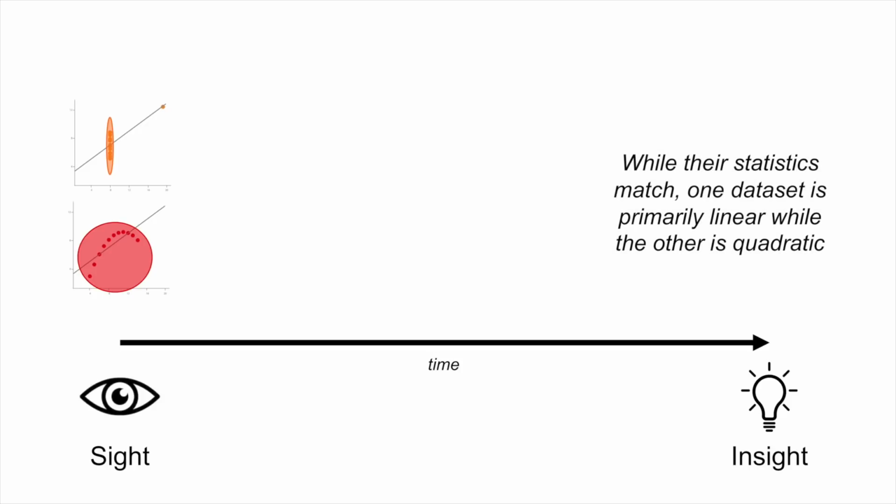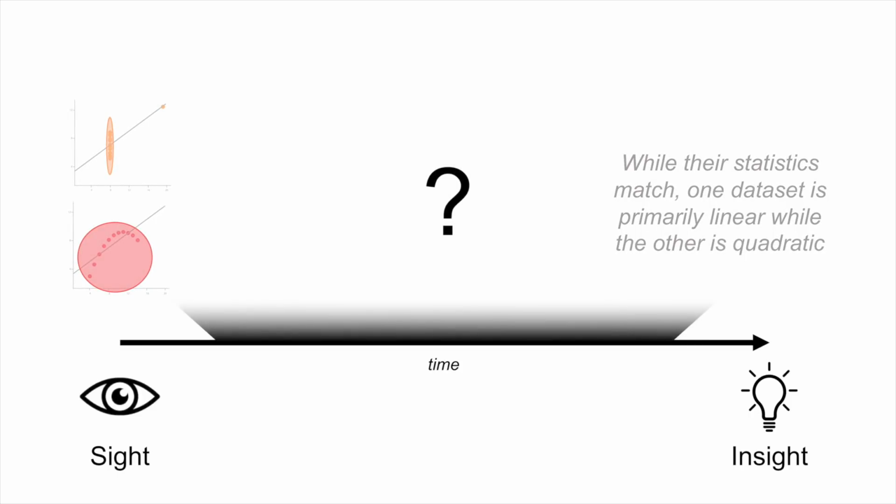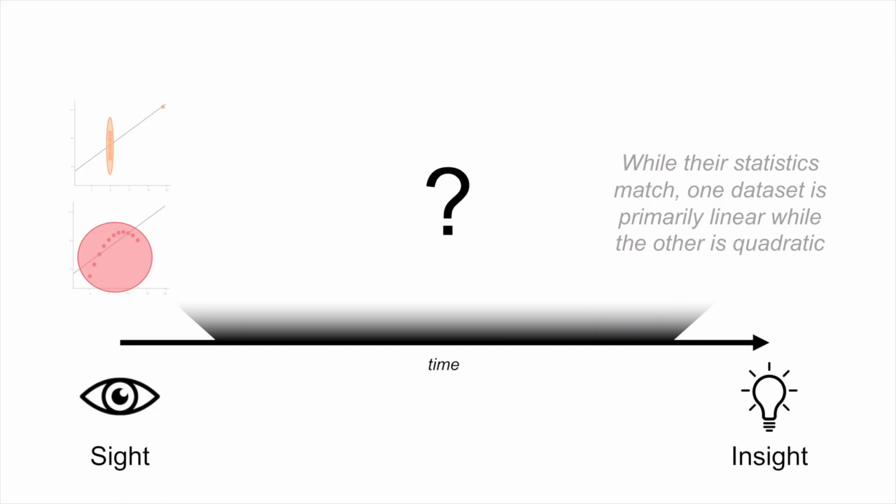For example, one insight we might infer from this data is that while these data sets have identical statistics, they have qualitatively different shapes that we can describe as linear and as parabolic. But how do we get from our sense of sight to insight? From the structures and patterns we see here to knowledge, what comes in between? Well, by understanding the perceptual and cognitive processes that occur between sight and insight, we can start to understand how the ways we visualize data determine the knowledge that people are able to infer from this data.